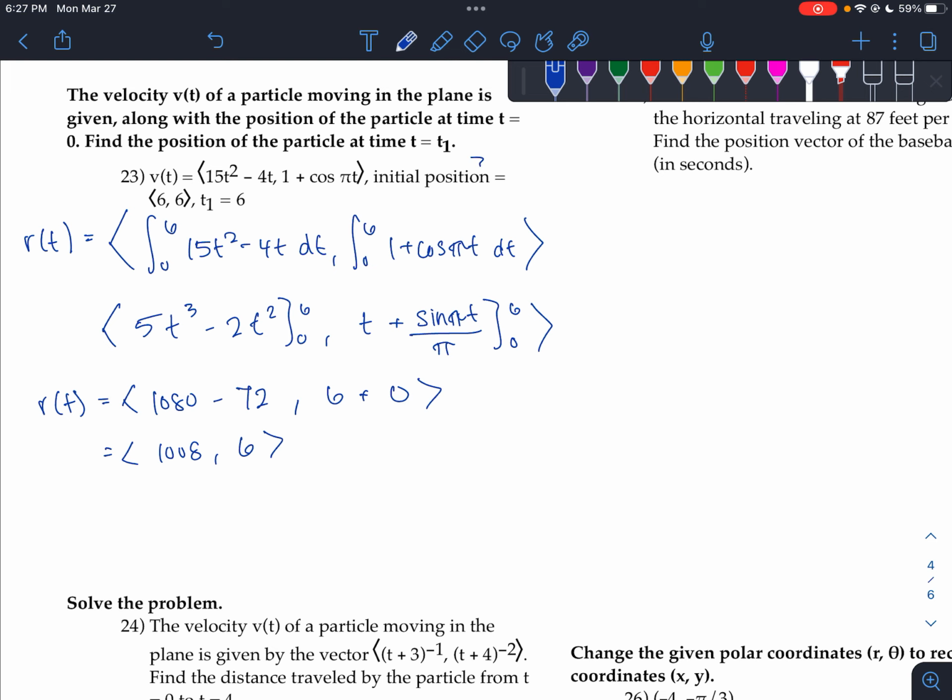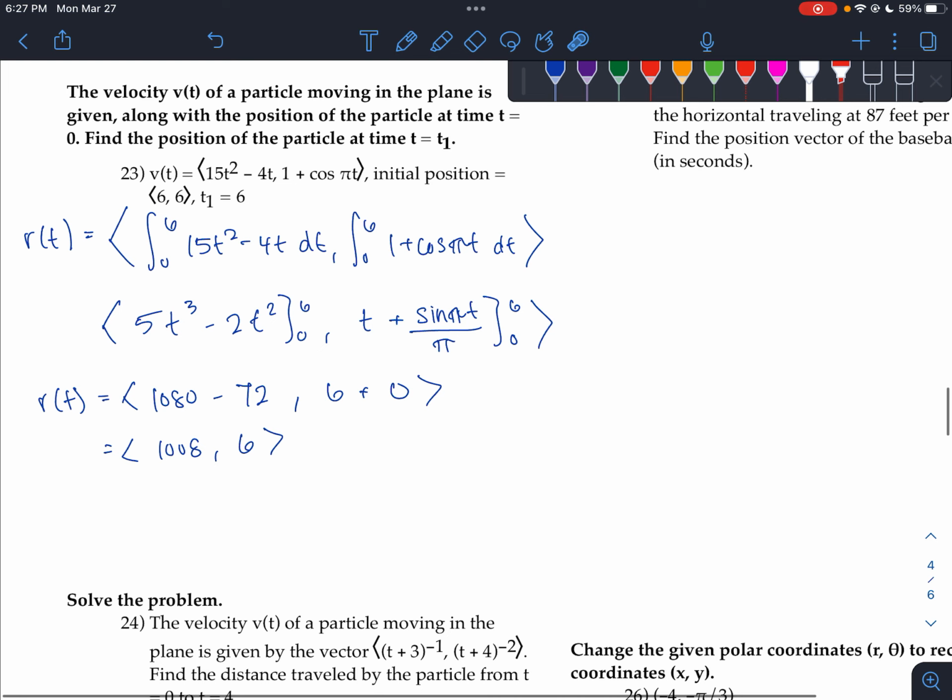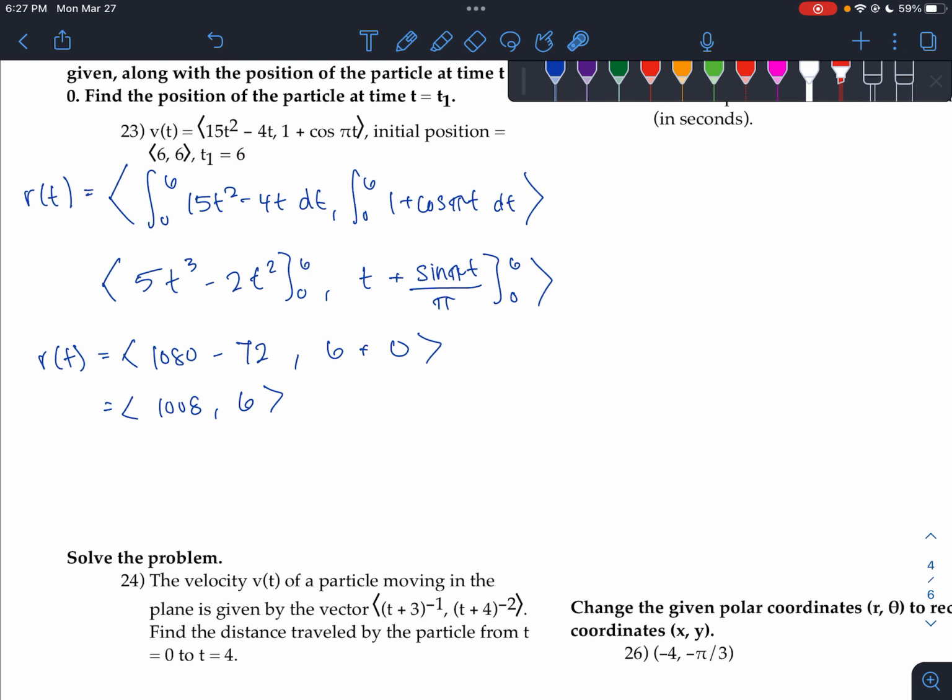So it does say it wants your, what does it say? The velocity v of t of a particle moving in a plane is given, along with the position. So its initial position at t equals 0 is given here. Find the position of the particle at t sub 1, so t equals 6. That's why we integrated from 0 to 6. So that was for the first 6 seconds that the particle was moving.